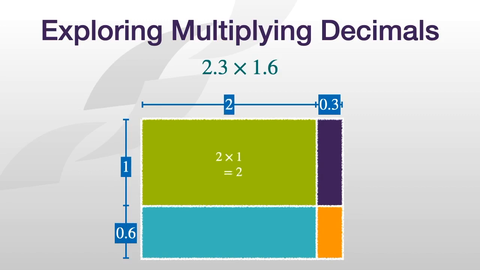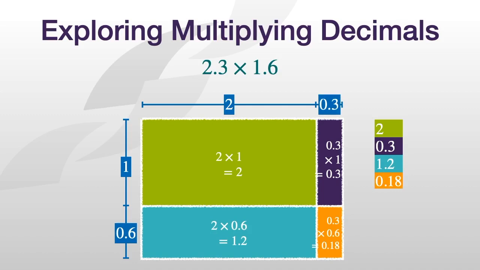The 2 by 1 area is 2. 3/10 multiplied by 1 is 3/10. 2 times 6/10 is 12/10, or 1 and 2/10. And finally, 3/10 times 6/10 is 18 hundredths. The total area, which is the product, is therefore 3 and 68 hundredths.